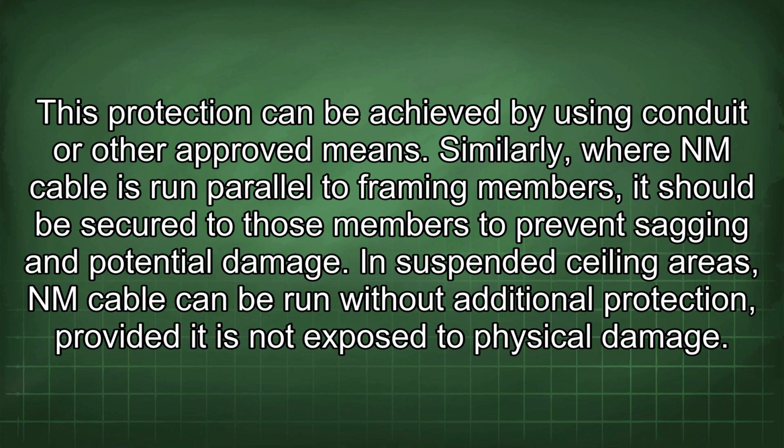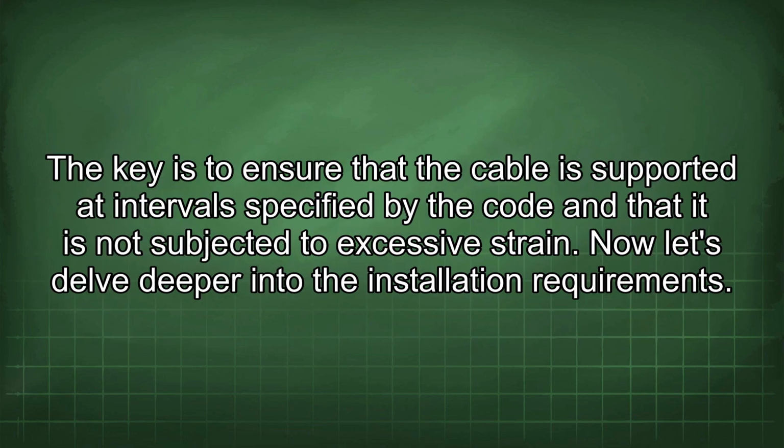Similarly, where NM cable is run parallel to framing members, it should be secured to those members to prevent sagging and potential damage. In suspended ceiling areas, NM cable can be run without additional protection, provided it is not exposed to physical damage. The key is to ensure that the cable is supported at intervals specified by the code and that it is not subjected to excessive strain. Now let's delve deeper into the installation requirements.